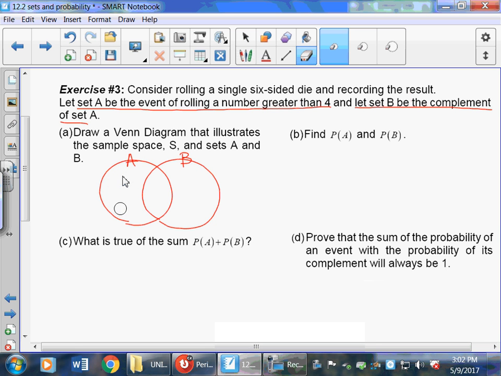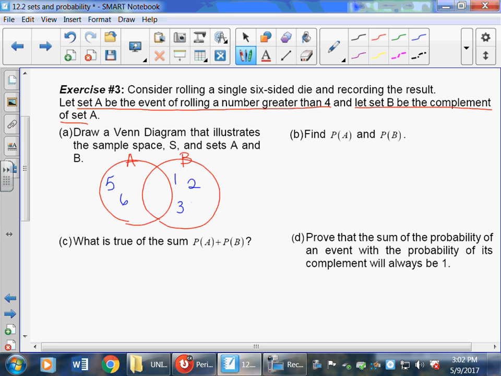Greater than 4. Start writing 1, 2, 3, 4. That's what happens when you're doing too many things. Greater than 4, so we know this is 5, and we know this is 6. The complement then would be 1, 2, 3, and 4. You probably caught that before I did.